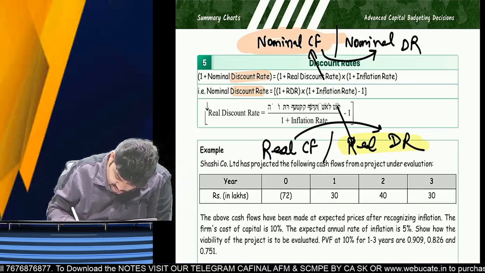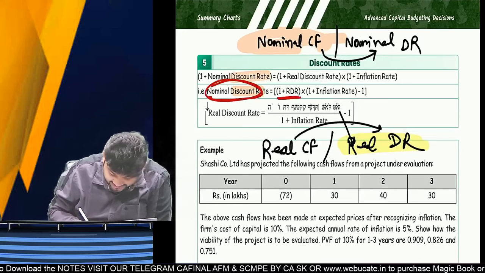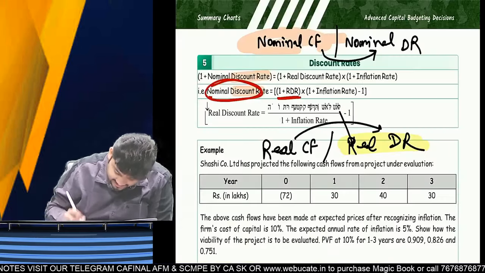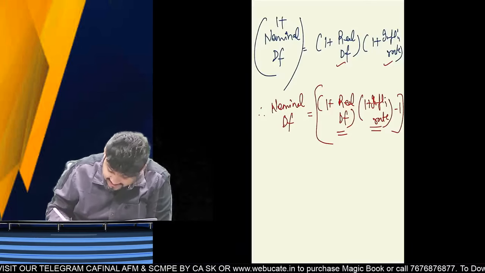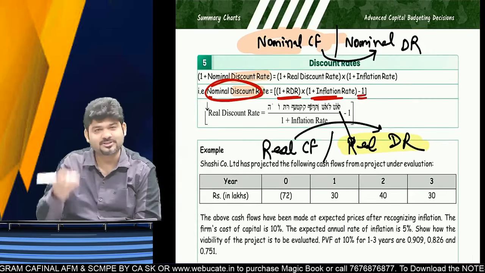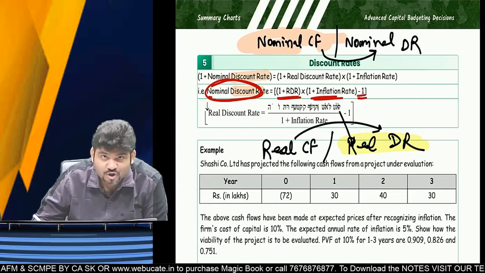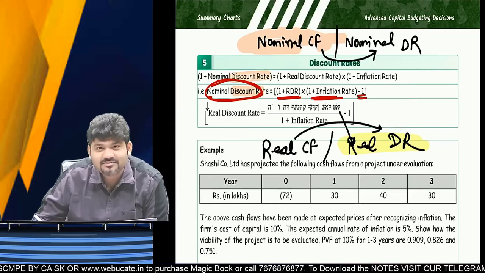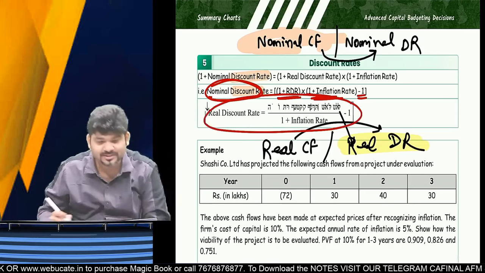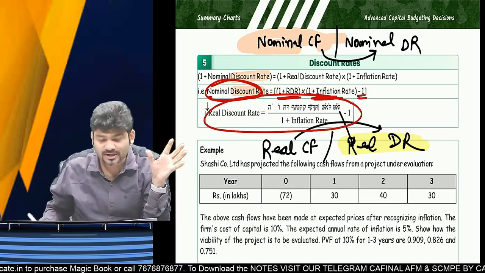See here. So, nominal discounting rate is 1 plus real discounting rate into 1 plus inflation rate, minus 1. And same is going to be the case with the real discounting rate. It will be 1 plus nominal discounting rate upon 1 plus inflation rate, minus 1. Gotcha, everyone. This is going to be the real discounting rate. We are totally clear till here.